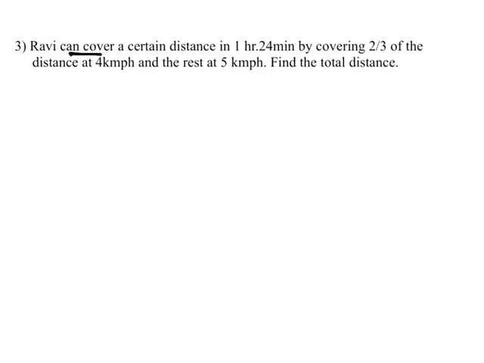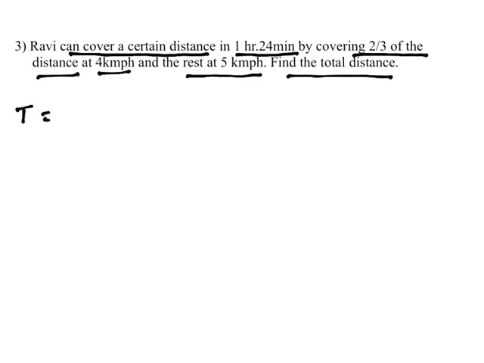Now see, Ravi can cover a certain distance in 1 hour 24 minutes by covering 2/3 of the distance at 4 km per hour and the rest at 5 km per hour. Find the total distance. Again, you need to write everything down clearly. See, the time is given as 1 hour 24 minutes. Again, you need to convert it into hours. It becomes 1 2 by 5, or 7 by 5 hours.